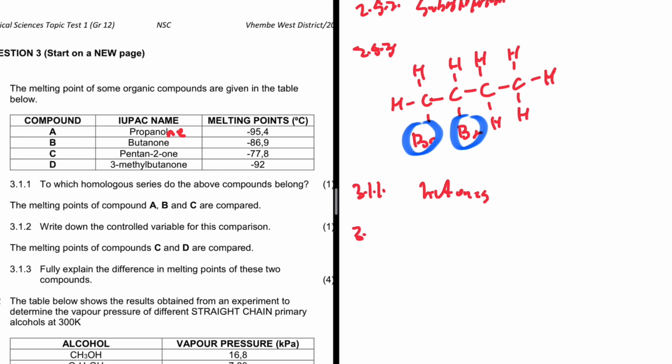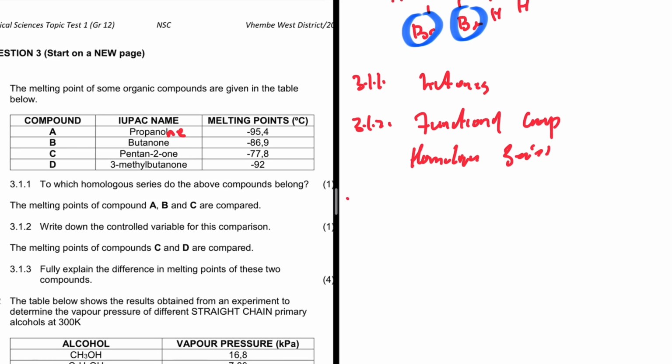All right. And then 3.1.2, the melting points of compounds A, B, and C are compared. The question says, write down the control variable for this comparison. The control variable is what's the same throughout the compounds that you're comparing, right? If A is propanone, then the control variable would be functional group. Another possible answer would be homologous series. That is another option you would have there.